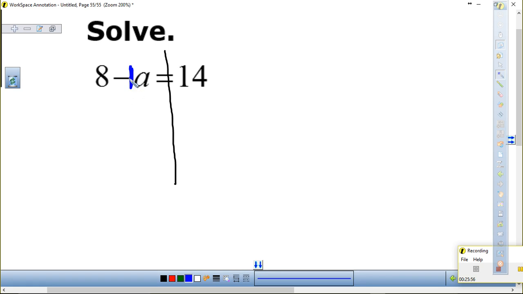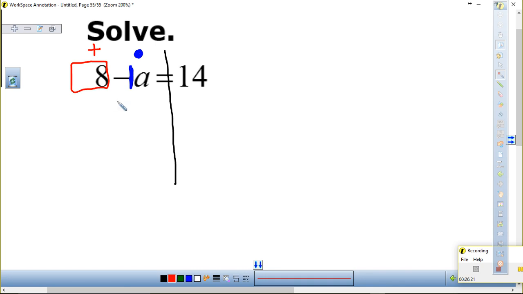Okay, this is a 1. Is that correct? And it becomes a -1. So what operation is next to the A? Multiplication. -1 times A. All right? What sign is invisible in front of the 8? Plus. All right, so now we have our operations.